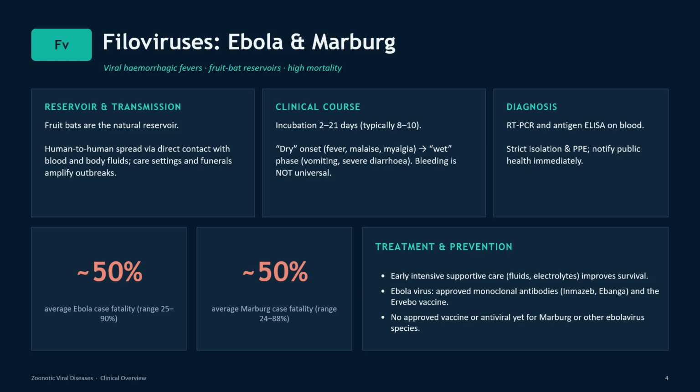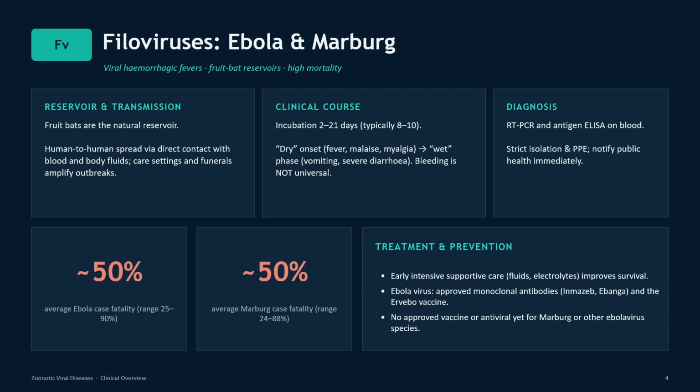Filoviruses, Ebola and Marburg. These are the viral hemorrhagic fevers that make headlines, and for good reason. Average fatality sits around 50%, and it's climbed as high as 90. Fruit bats are the natural reservoir, and once it's in people, it spreads through direct contact with body fluids, which is why hospitals and funerals can amplify outbreaks.